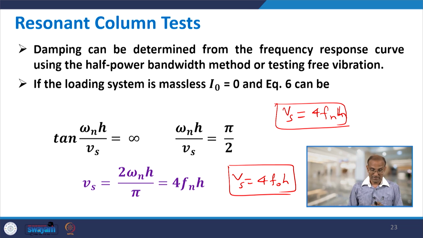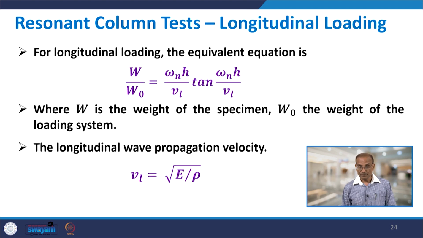However, if you apply the loading in longitudinal or axial loading, then the equivalent equations for the torsional case are now given here. Again in this equation, at the resonant condition tan of omega n h over VL should be infinity, that means omega n h over VL should be pi by 2, and VL in this case is nothing but the square root of E by rho. Using this, again you find the natural frequency for the longitudinal wave, and once you find it, you find the longitudinal wave velocity VL.